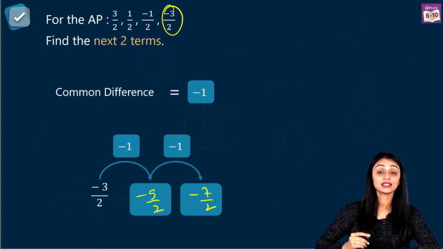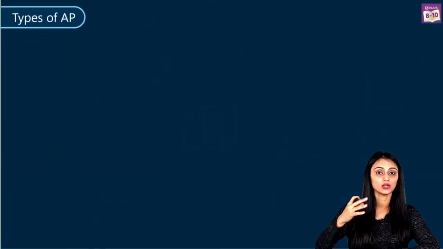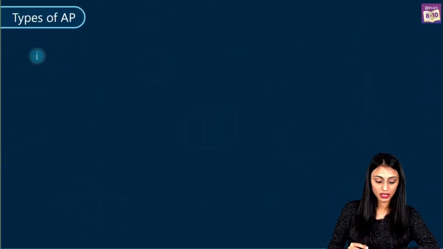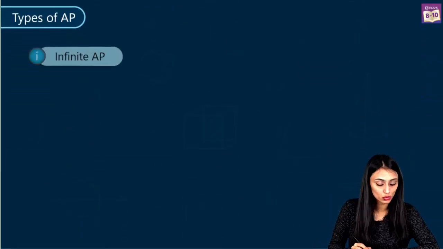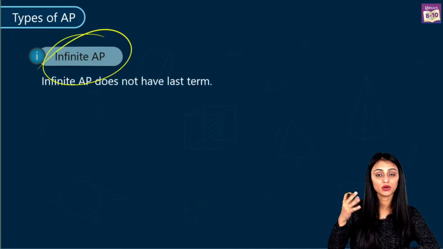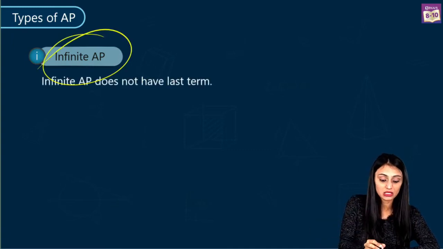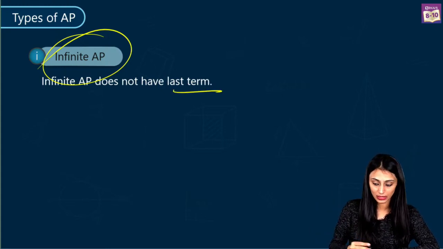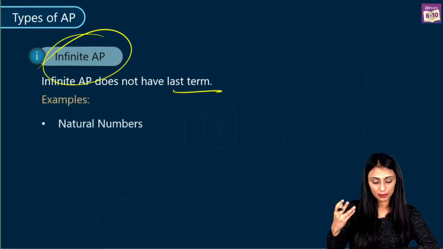Alright. Now, let's take a look at the different types of AP based on the number of terms in the AP. So, based on the number of terms, we can classify AP into two types. First is infinite AP. As the name suggests, here the number of terms will be infinite. That means it doesn't have the last term. So, let's take a look at a few examples to understand this.